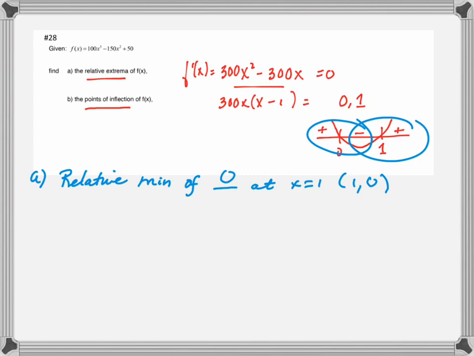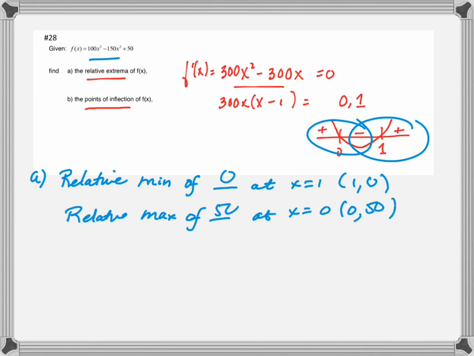And then if you go back and say a relative max of something at x equals 0, so 0 and the max would be 50, because if you put 0 in up there you get 50. So you have your relative extrema.